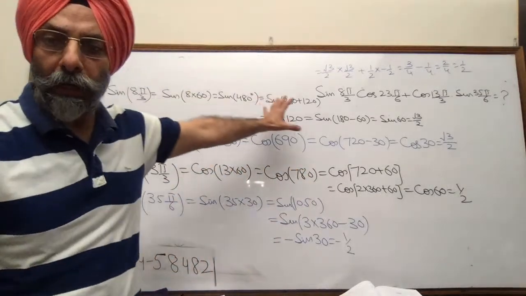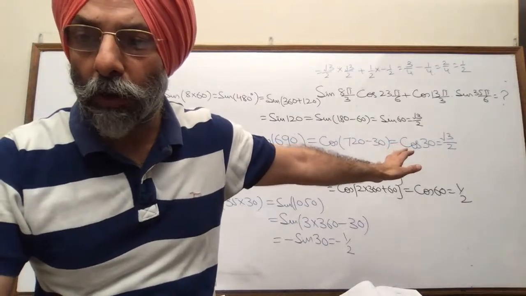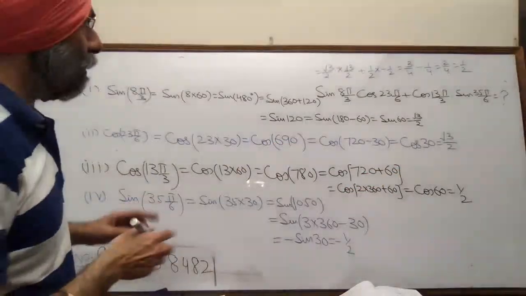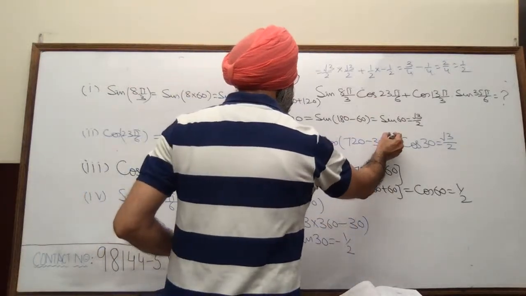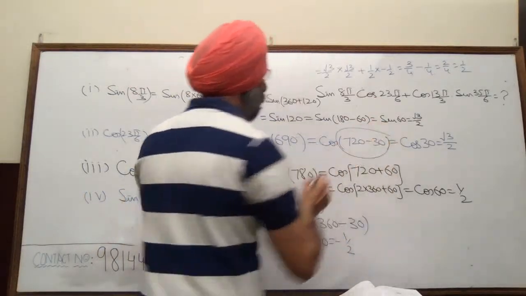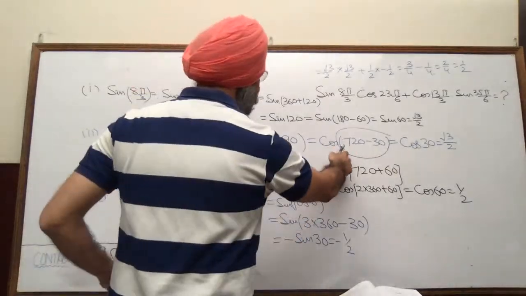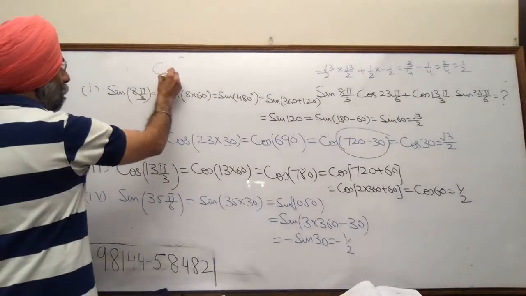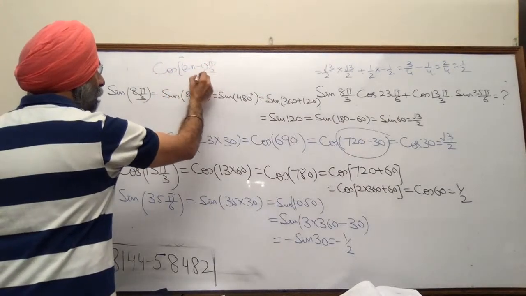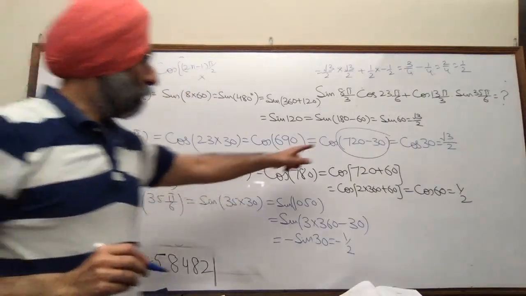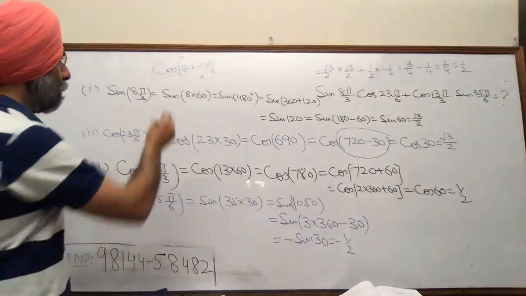So still any student having any problem in this? In second part, why didn't cos change to sine? Second part is this one. Why did it not change to sine? It will change only when you have odd multiples of 90 degree at this place. It is 720. Very good question, at least you are asking me.